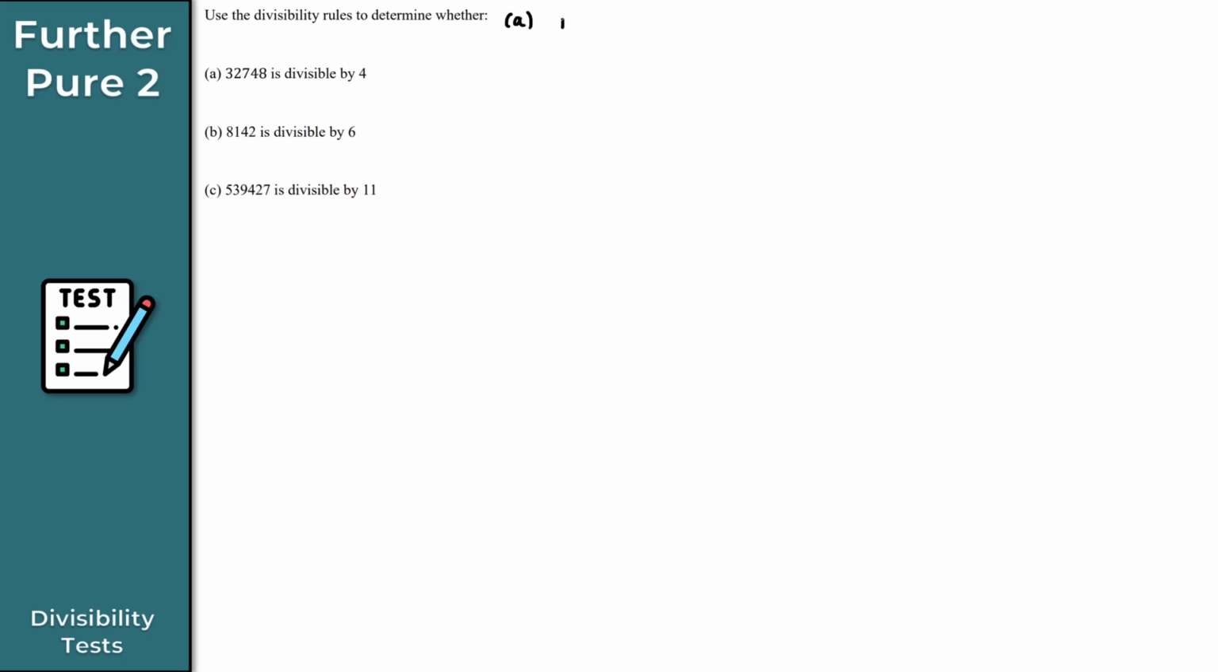Well, in that case, 48 is equal to 4 times 12. So what that tells us is 4 divides 48, and therefore, because 4 divides the last 2 digits of the full number, what that tells us is 4 divides the full number, 32,748. And there we have it, nice and easy, that gives us the solution to part A.